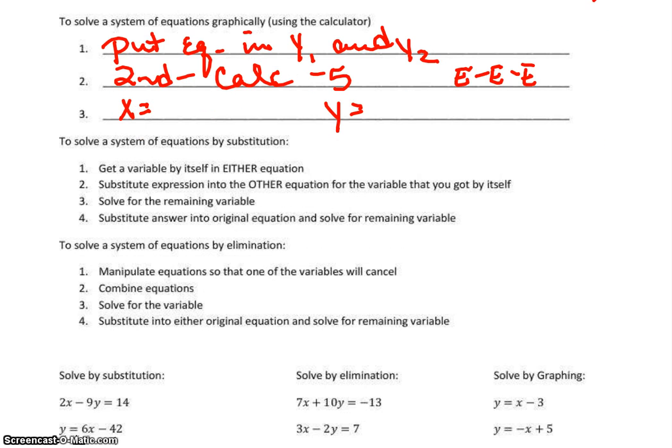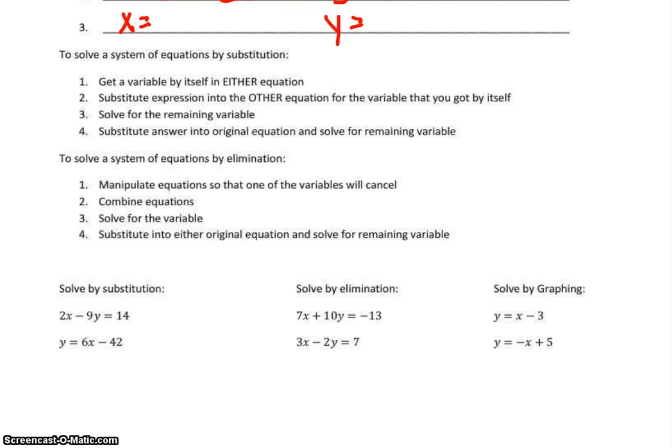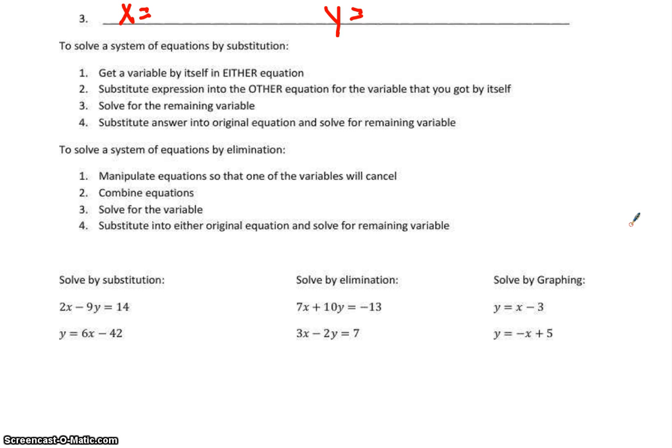If you're going to solve one by substitution, you start by getting a variable by itself in either equation, it doesn't matter which one. Then you're going to substitute that expression into the other equation for the variable that you got by itself. This gives you a longer equation with just one variable showing up throughout it. You solve for that variable. Then you take your answer and substitute it back into the other expression, probably what you circled, and solve for the remaining variable. Probably the hardest, longest way, but you've got to do it every once in a while.